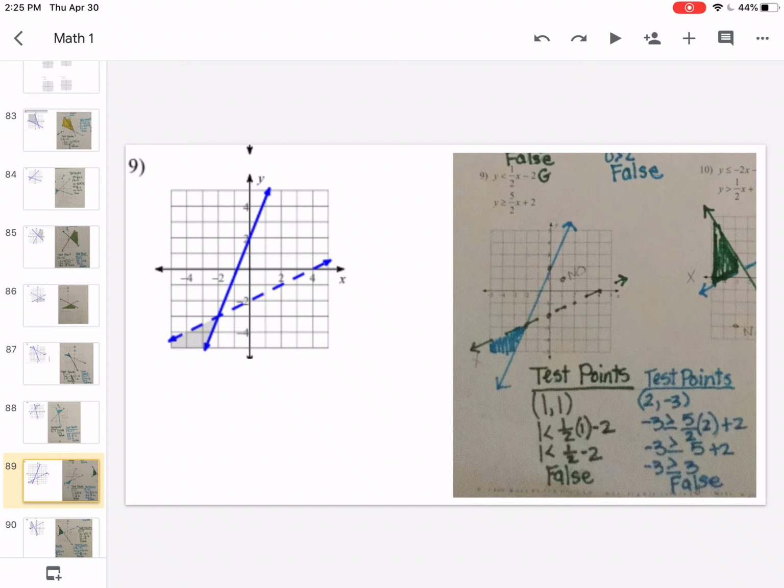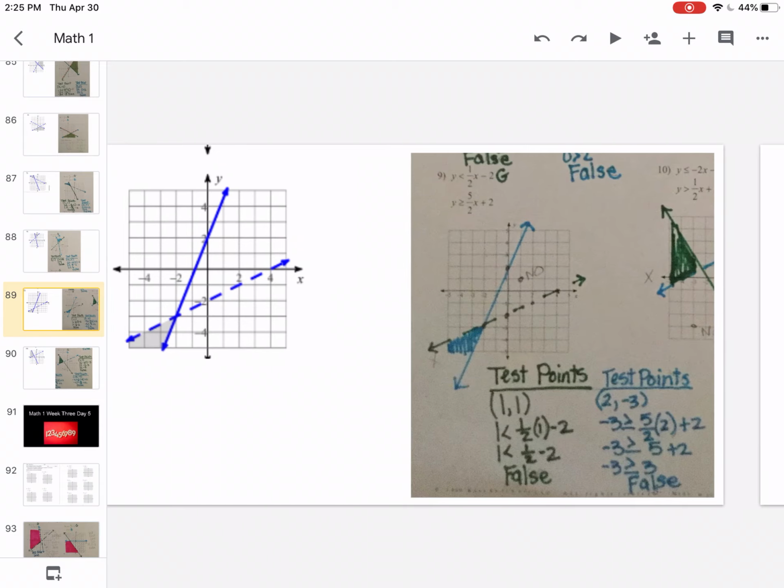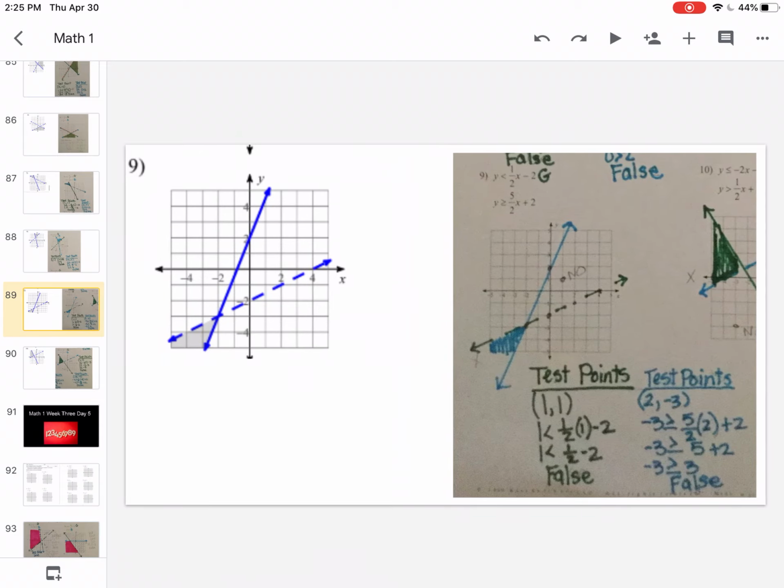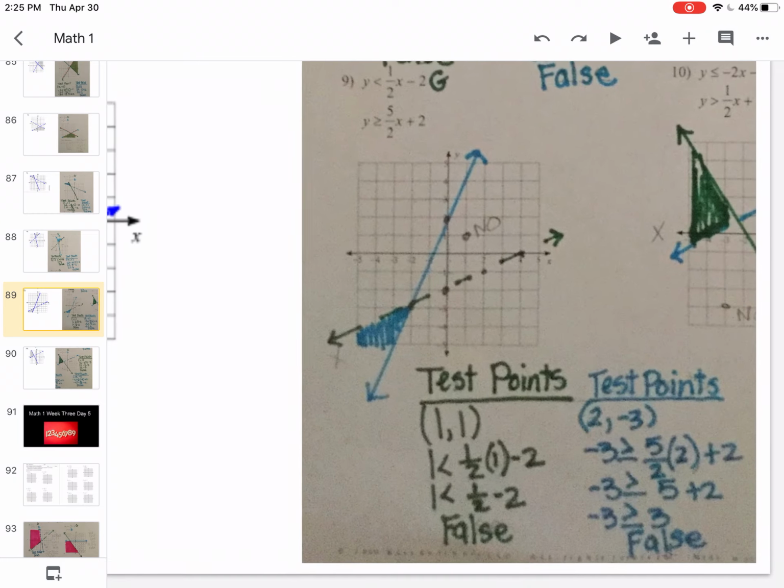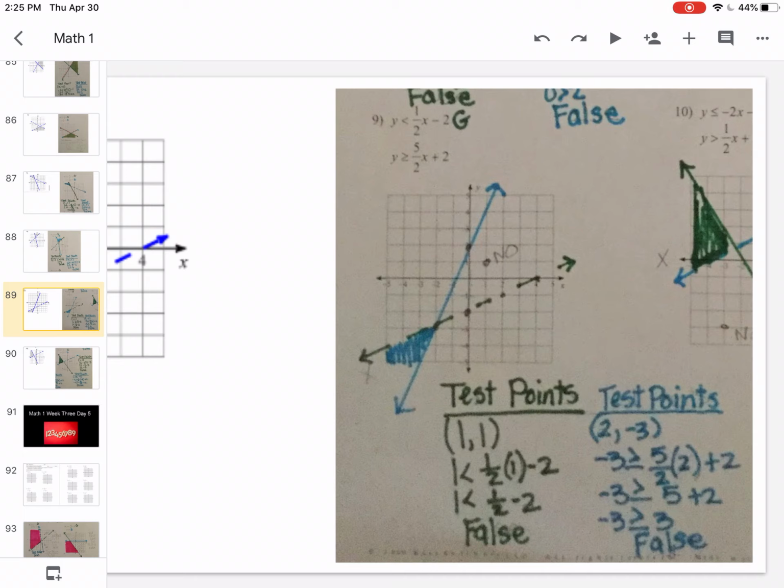For this one, you have one dashed line and one solid line. Okay, and you can see the test points. And the test points don't have to be these points. Test points means you're going to try something, to see if it's true or false. So it doesn't have to be the same. So I saw that it was false on both of them, so I was able to find the shaded area.